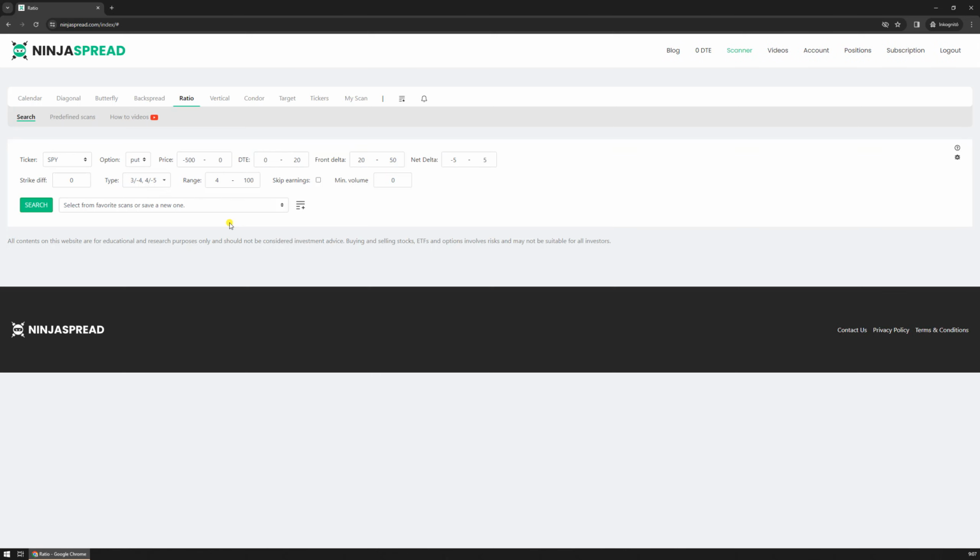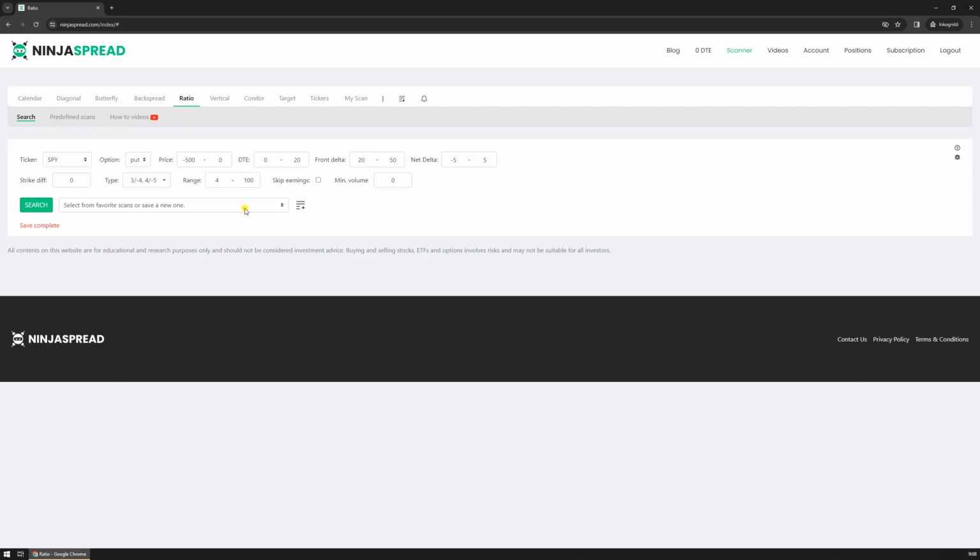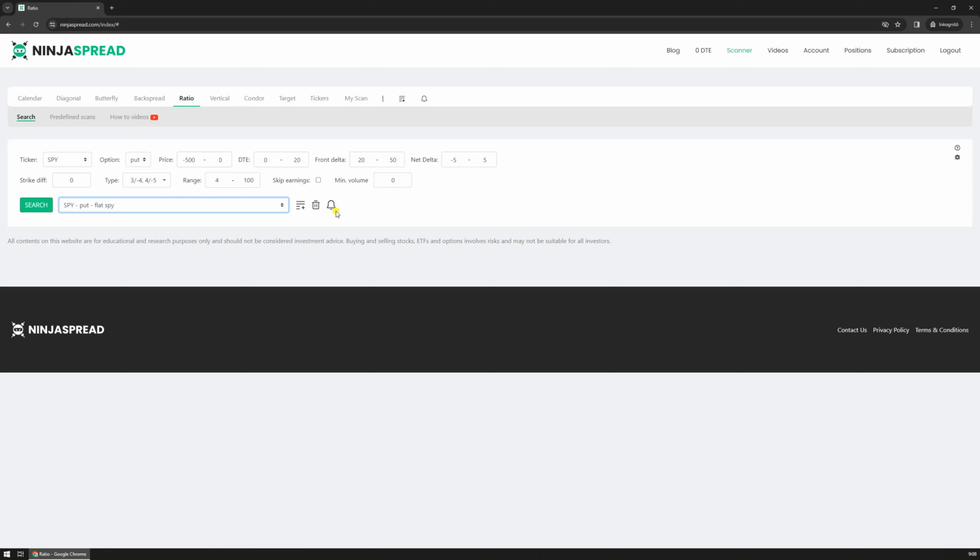If you want to be alerted for a specific set of ratios, you can save this scan. Let's save it as flat SPY. Then you can select it from this list and click on the alert button. And whenever NinjaSpread finds this combination, it will send an email to you.